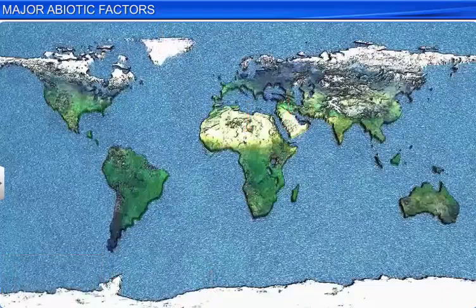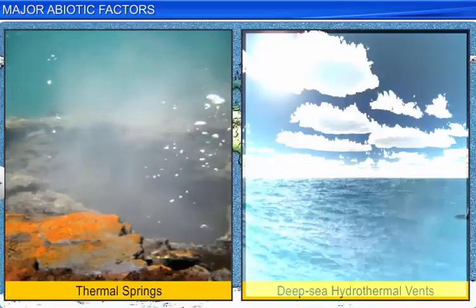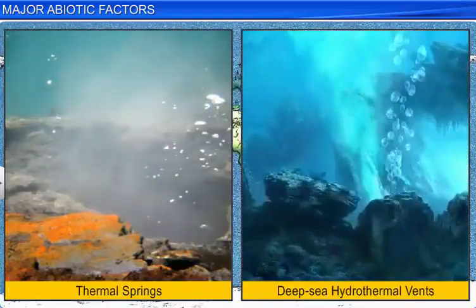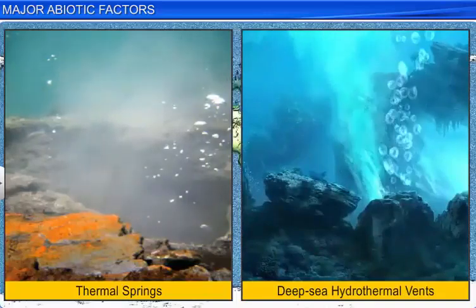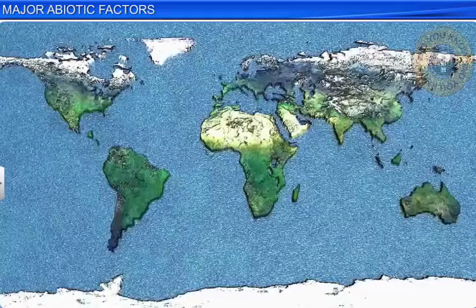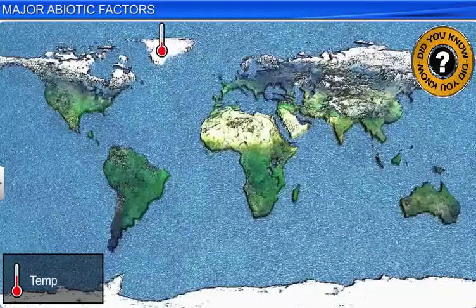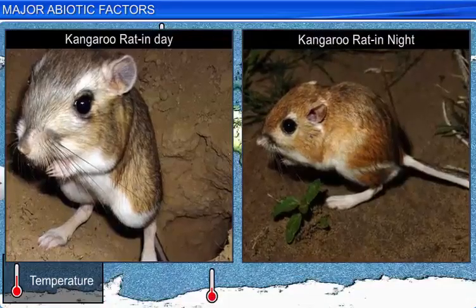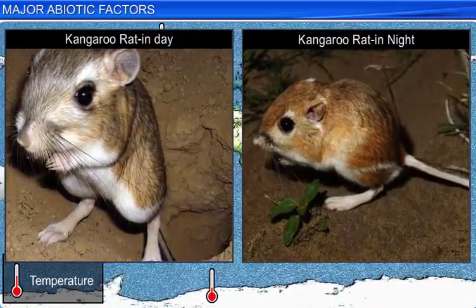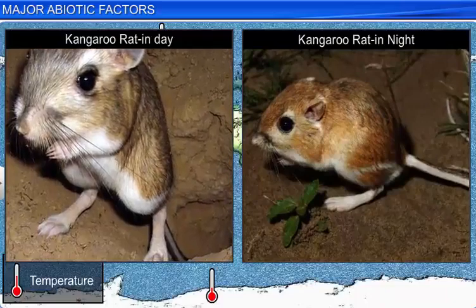Interestingly, there are some unique habitats such as thermal springs and deep-sea hydrothermal vents where the average temperature exceeds 100 degrees centigrade. Did you know that temperature influences the kinetics of enzymes and through it, basal metabolism and other physiological functions and activities performed by an organism?